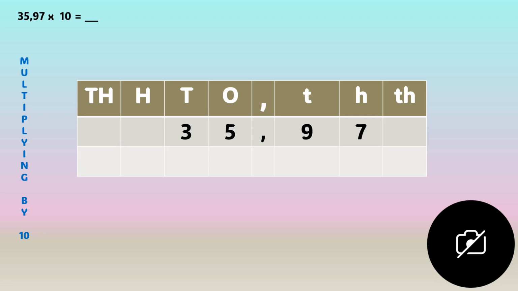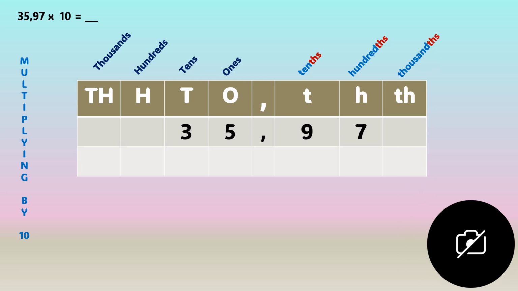So let's look at 35,97, and I put up a place value chart here to show you the position of each digit in its place. So the thousands, hundreds, tens, ones. Remember, we don't use units because unit is basically a unit of measurement. So we use ones. This is the ones column. Then we have our comma, then tenths, hundredths, and thousandths.